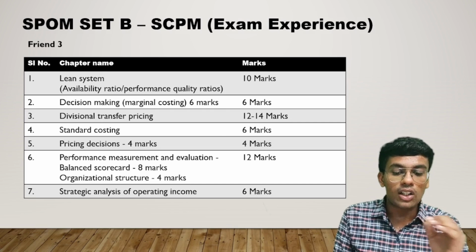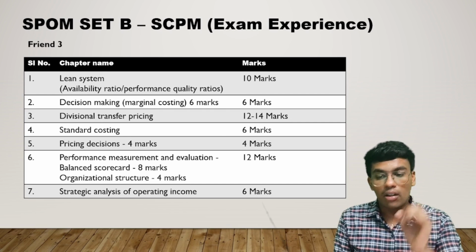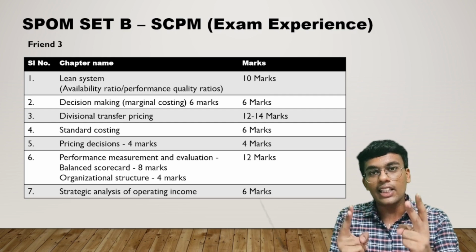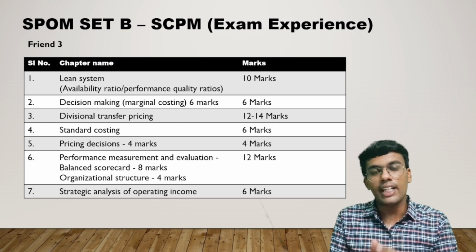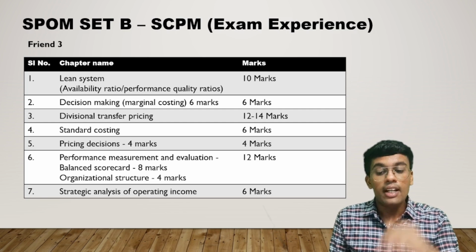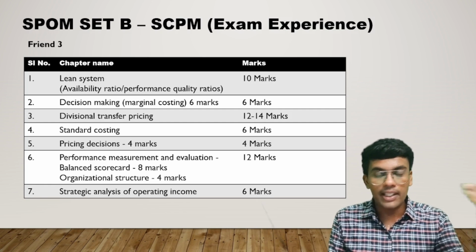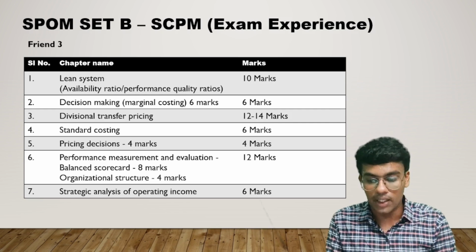Decision making, marginal costing: a 6 marks question was asked in his examination. Again, divisional transfer pricing, standard costing: these are the two major chapters which are asked in every examination, every friend's question paper. Pricing decision: he had to calculate at what price he is going to transfer the material to another division. That was asked for 4 marks.